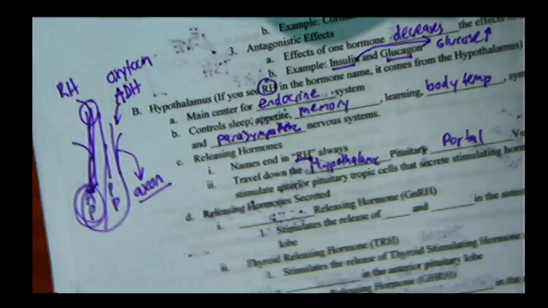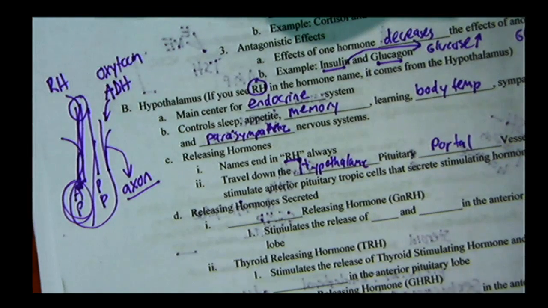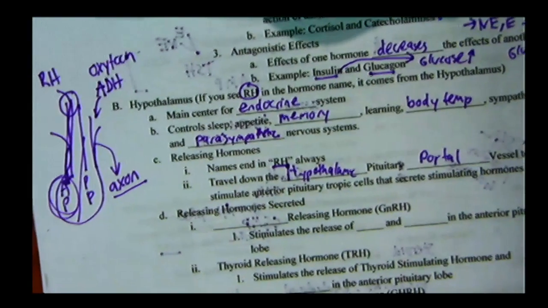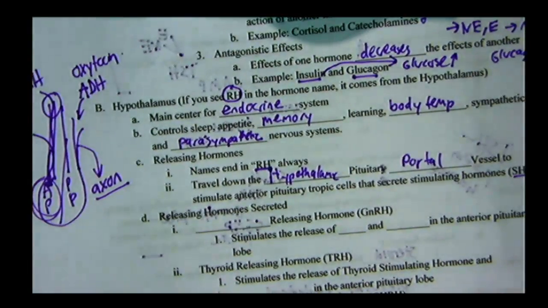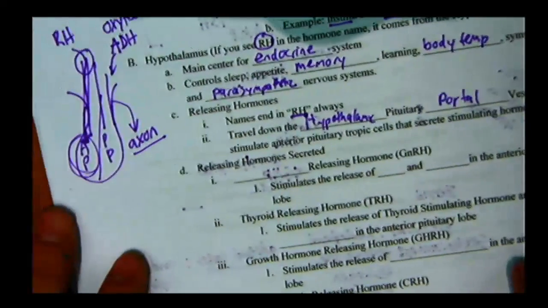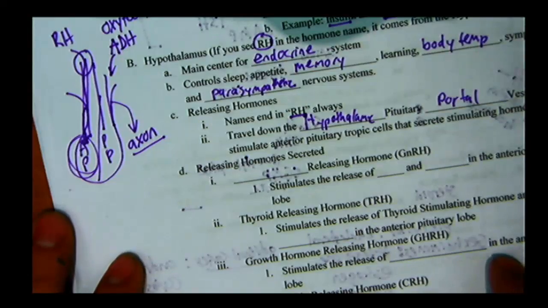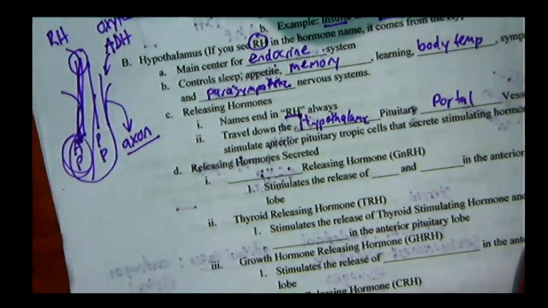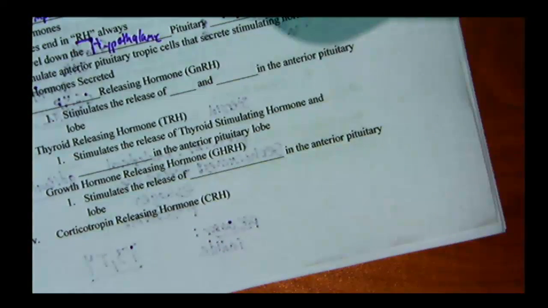I'll keep going. So releasing hormones are secreted. So what does GnRH stand for? Gonadotropin releasing hormone. So it stimulates the release of which two hormones in the anterior and posterior lobe? Awesome. FSH and LH.